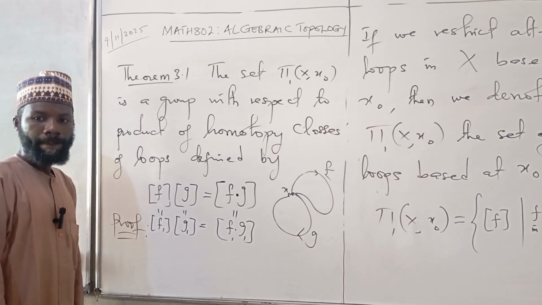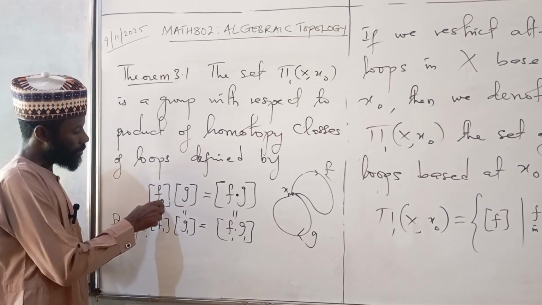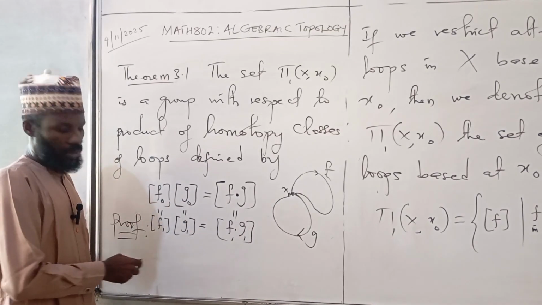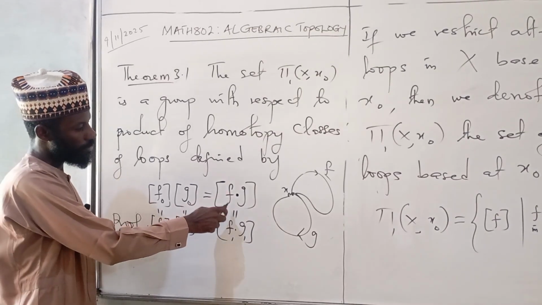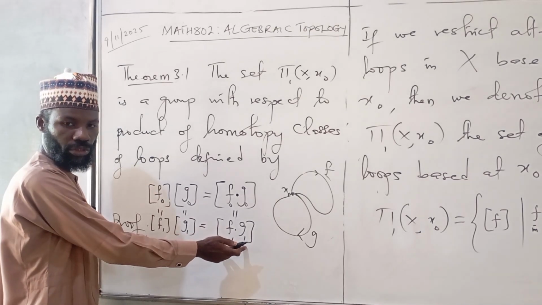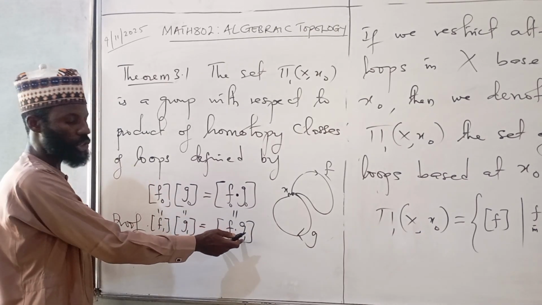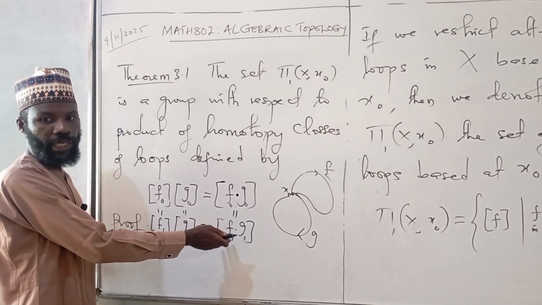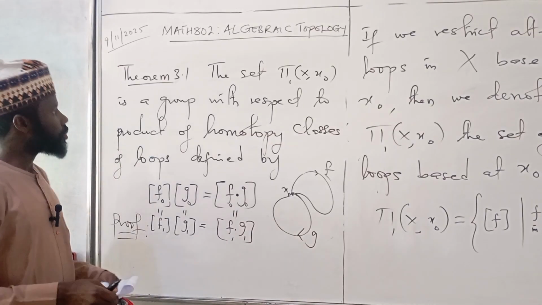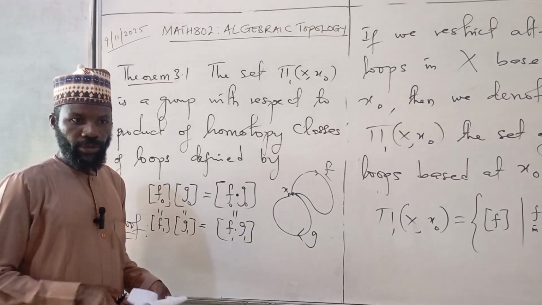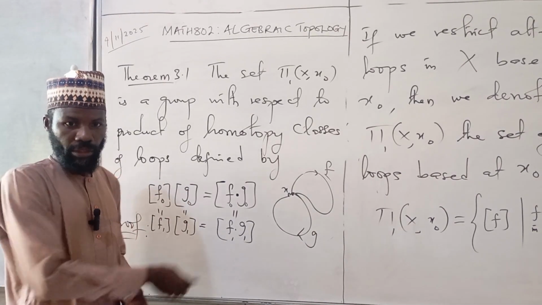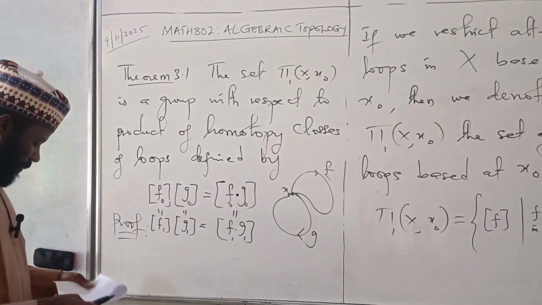But do you remember our lemma? The lemma says if F0 is homotopic to F1 and G0 is homotopic to G1, then F0 composite G0 will be homotopic to F1 G1. Are you following? That means these classes are the same. So if these are the same, this will be the same. So the lemma 2.4, the lemma we proved, has already shown that this thing is well defined. Okay.